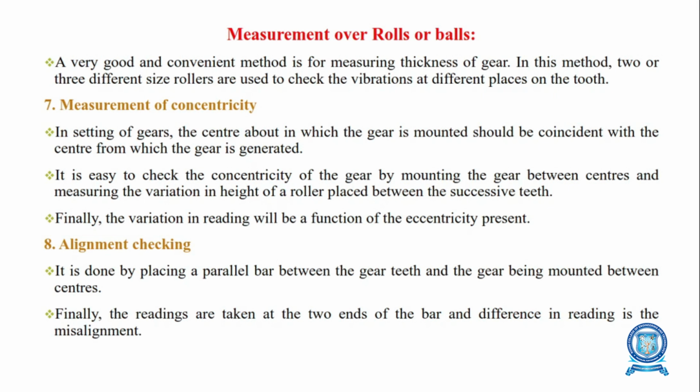And the last one is alignment checking. This alignment checking is done by placing a parallel bar between the gear teeth and the gear being mounted between the centers. The readings are taken at the two ends of the bar, and the difference in the reading is the misalignment. Okay, so if we find any difference between the readings on both the ends, that is the misalignment of the particular gear.